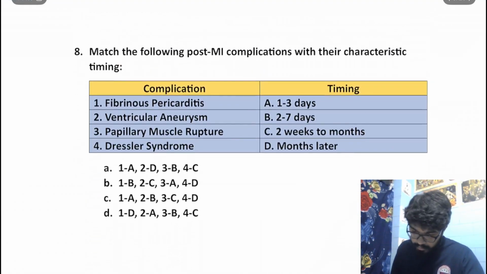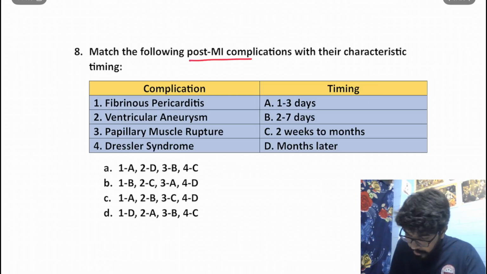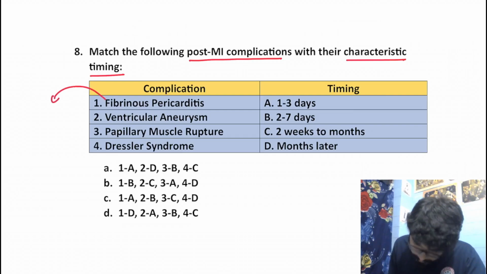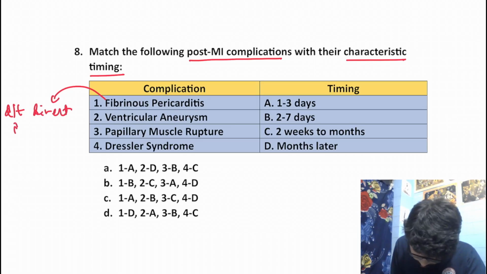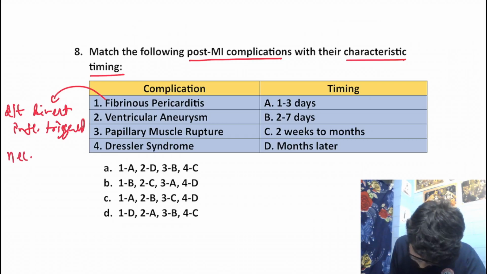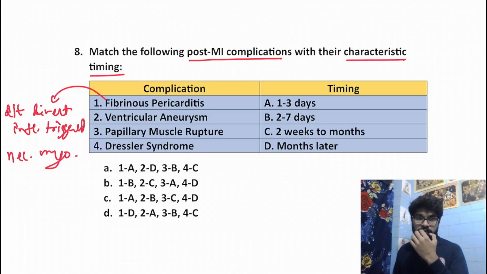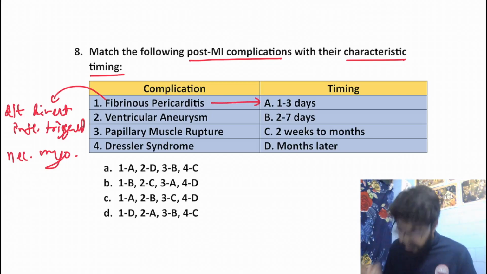Match the following post-MI complications with their characteristic timing, right? Fibrinous pericarditis is due to a direct inflammation which is triggered by the necrotic myocardium. Necrosis of the myocardium starts within 1 to 3 days. The necrosis is extensive and there is neutrophilic infiltration. Since that inflammation is only causing fibrinous pericarditis, it must occur within 1 to 3 days.